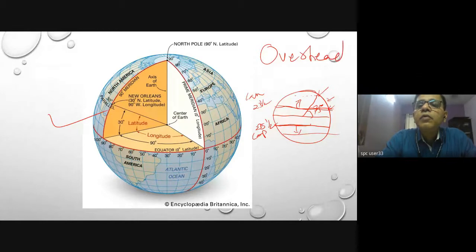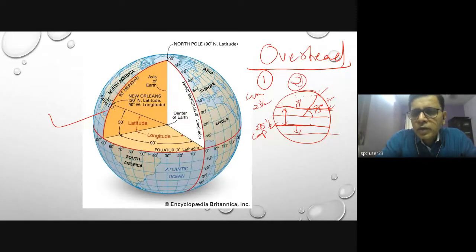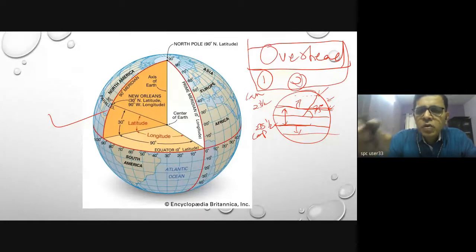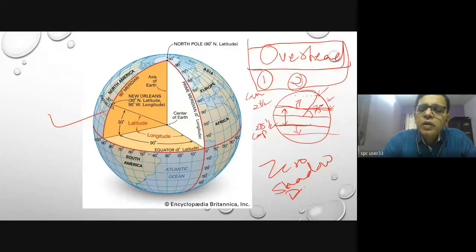It will not have overhead sun. Along the latitude, you will have overhead sun for only once. All places between these two latitudes will have it twice. And what is this overhead once and twice also called as? This is called the zero shadow day. It's called the zero shadow day.